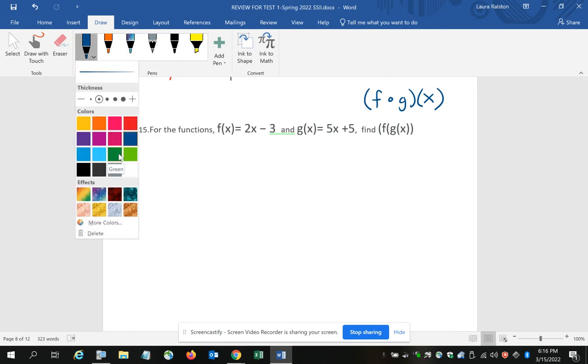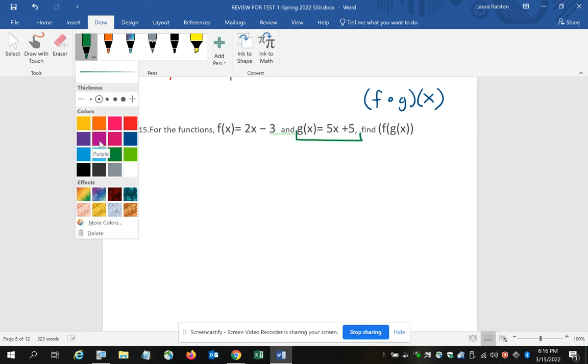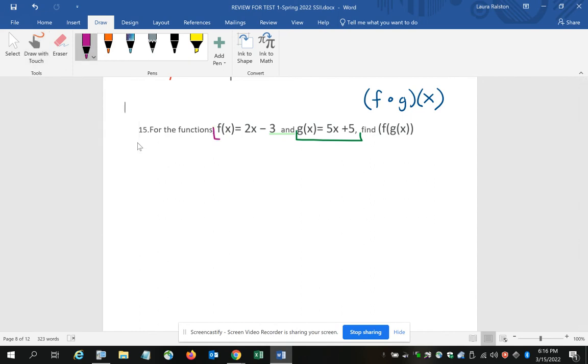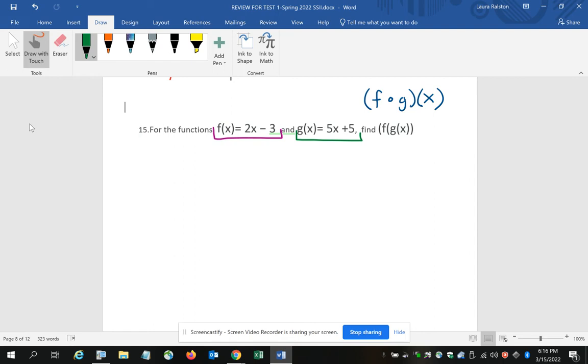So I'm going to color code these, and my g is going to be in green, and let's put the f in magenta. Okay, so if we're doing this composition, we're going to start with x and sub it into g. So step 1 is I'm going to substitute x into g. So when I do that, I get 5x plus 5.